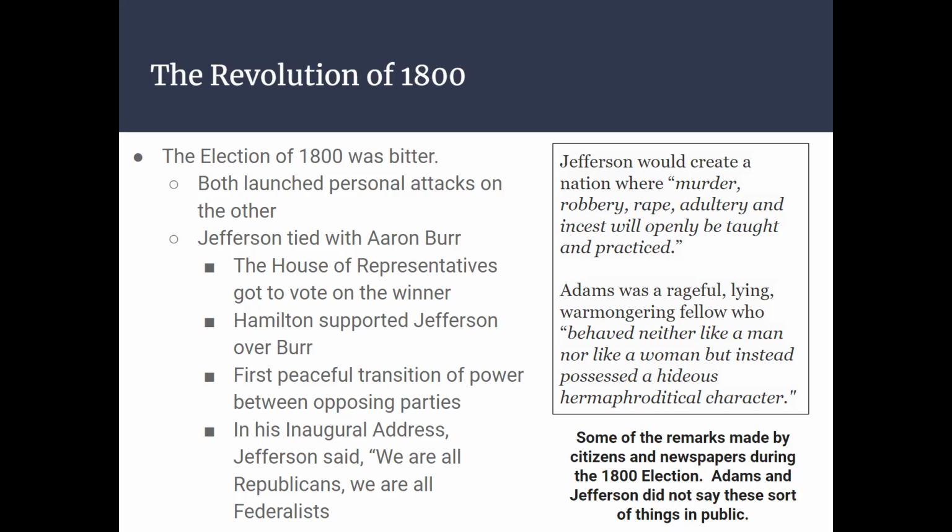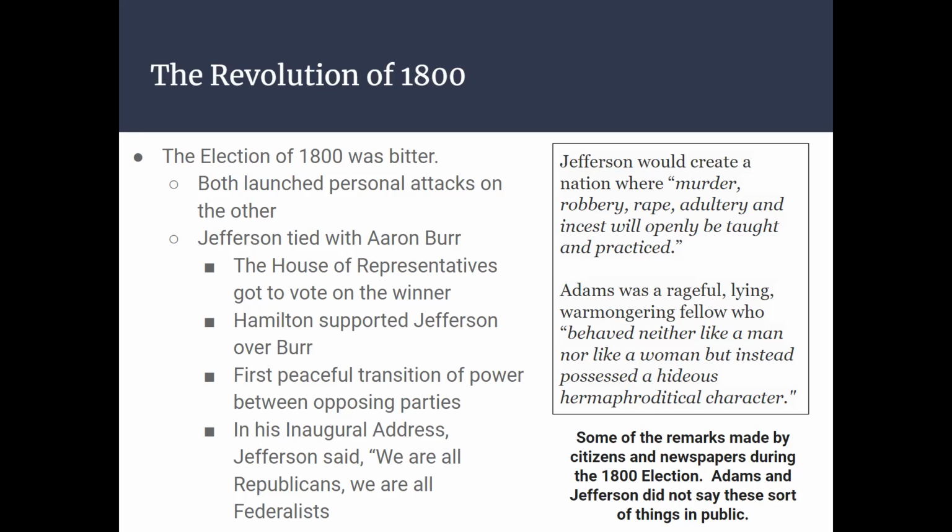And when there's a tie in the Electoral College, it goes to the House of Representatives to vote on the winner. And if you've listened to the musical before, Hamilton is asked who he supports, Burr or Jefferson. He believes in Jefferson's realness, and he supports Jefferson over Burr.